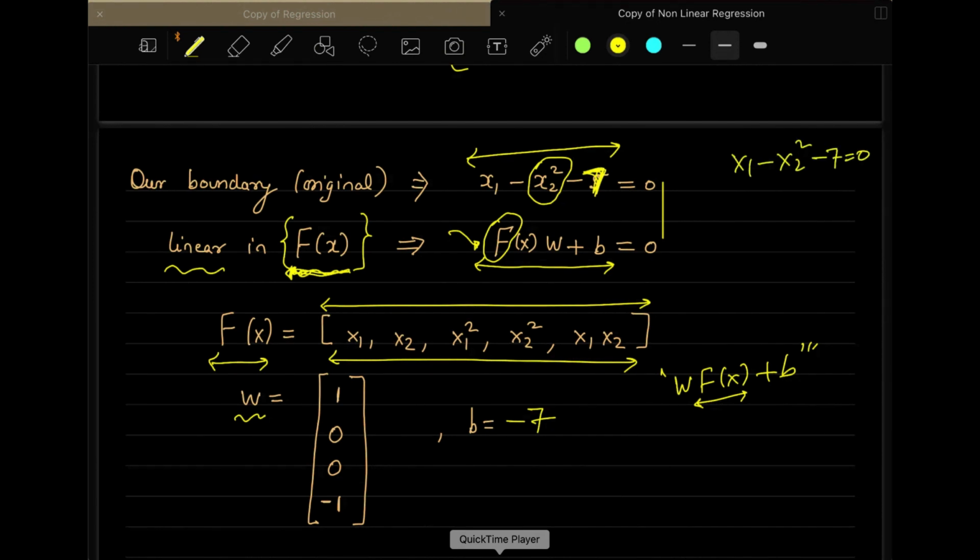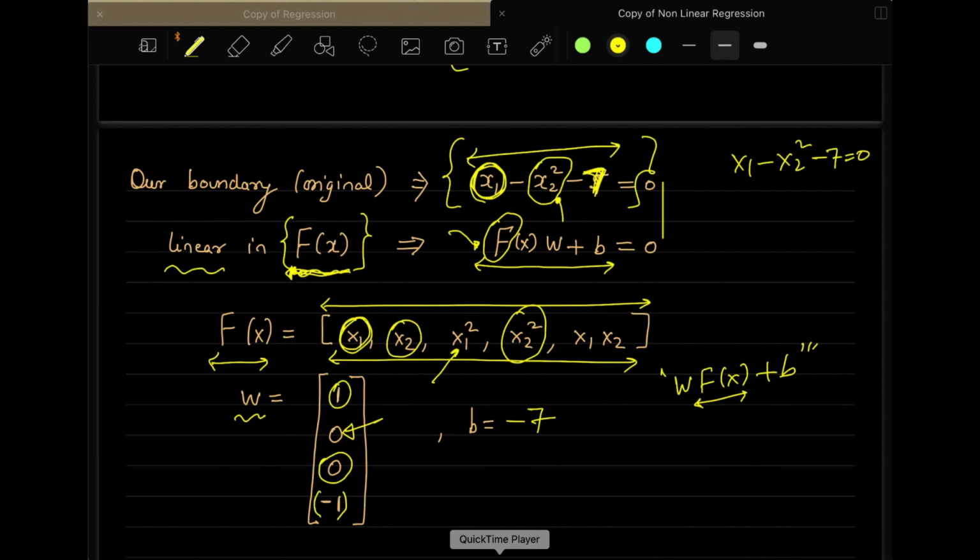How can you do that? You can do it by seeing that x1 is there in this original boundary, and x1 is here also in this feature space. Let's put a value of 1 over here. For x2, there is no x2 in the original boundary, so we put 0 over here. How about x1 square? There is no x1 square, so we put 0 over here. How about x2 square? Yes, we have one x2 square, and the value of that is minus 1.